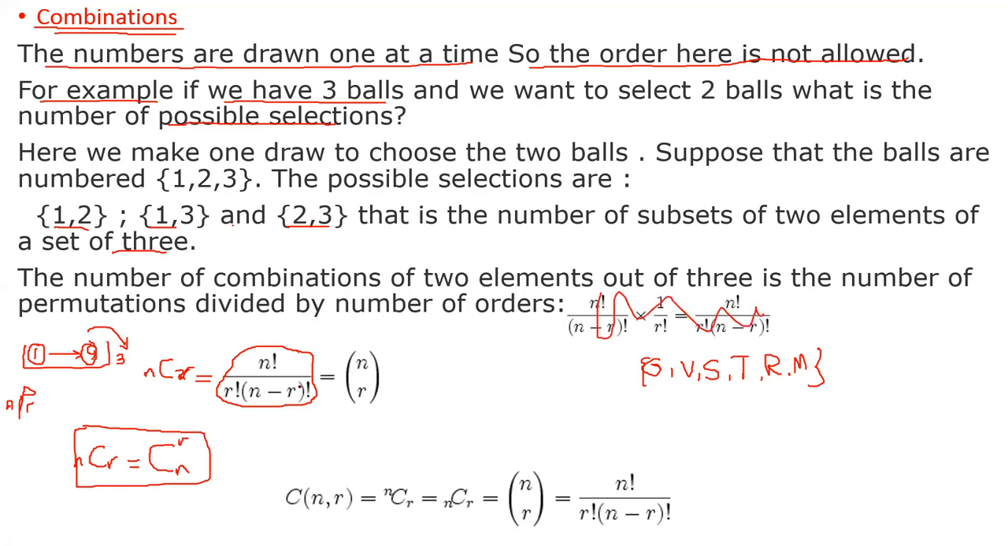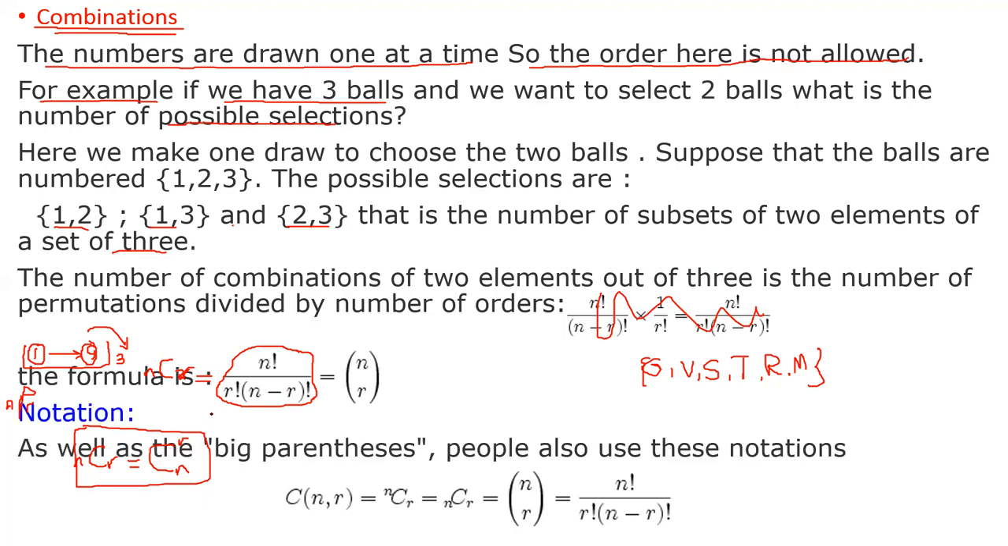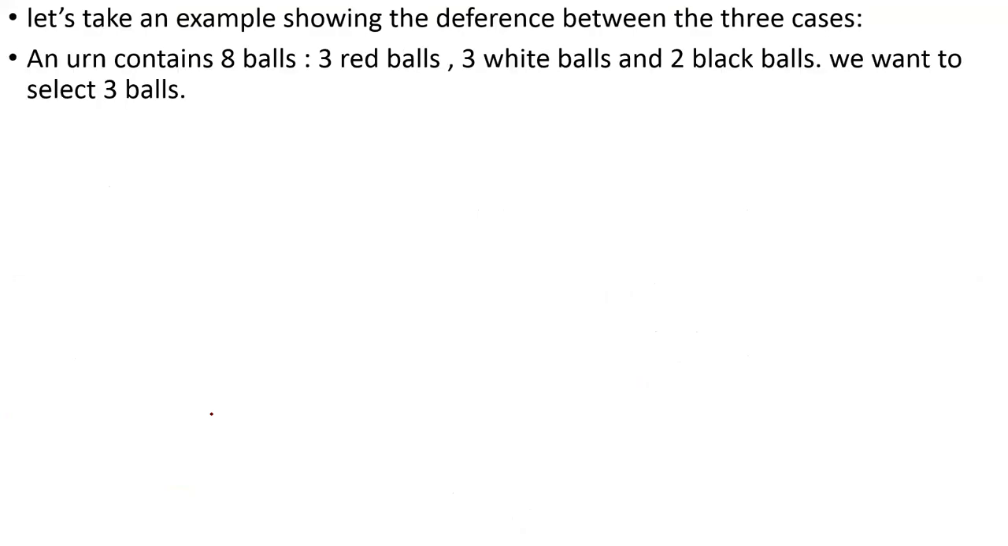Where do we write this rule? Okay, let's take an example showing the difference between the three cases. An urn contains eight balls: three red, three white, and two black. We want to select three balls. How many balls are we going to select? Three.